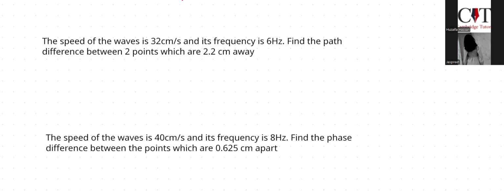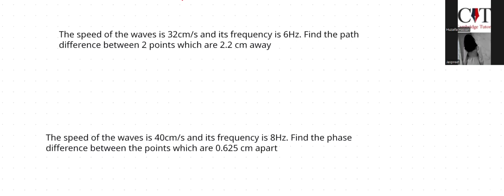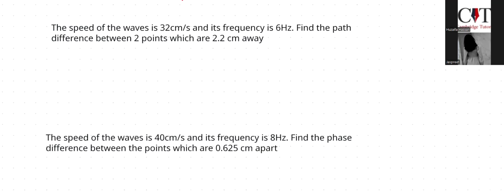Now, okay, read the first part. The speed of the waves is 32 cm per second and its frequency is 6 Hz. Find the path difference between 2 points which are 2.2 cm away.